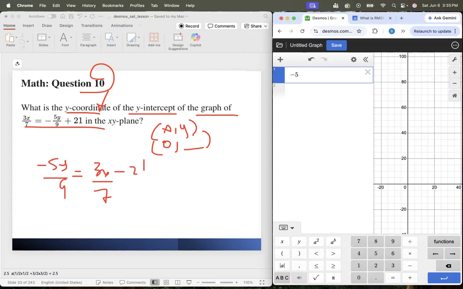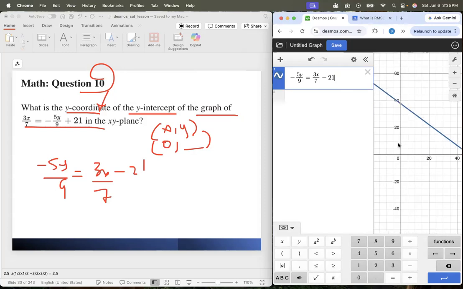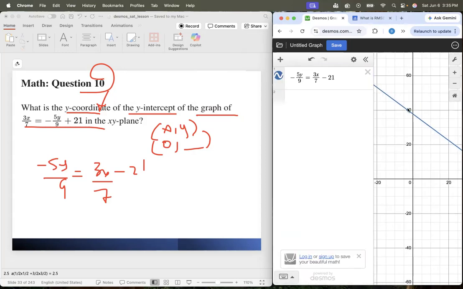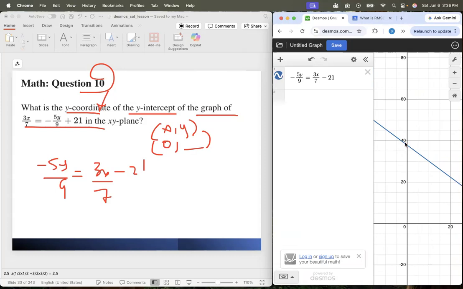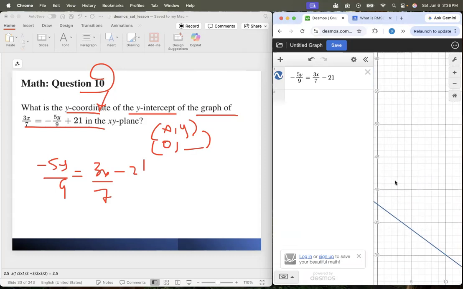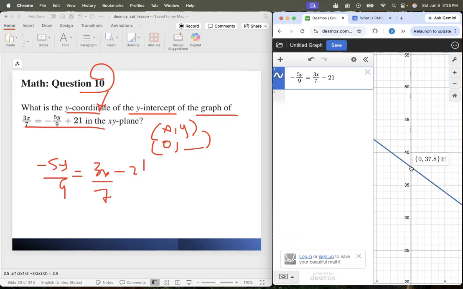Therefore, minus 5y divided by 9 is equal to 3x over 7 minus 21. And then our y-intercept is this, not your x-intercept. So this is what we have. That's the value. And it's true because we have a bunch of fraction numbers. So that's why this is like that. So the coordinate is 0, 37.8. That's all you're supposed to put down.